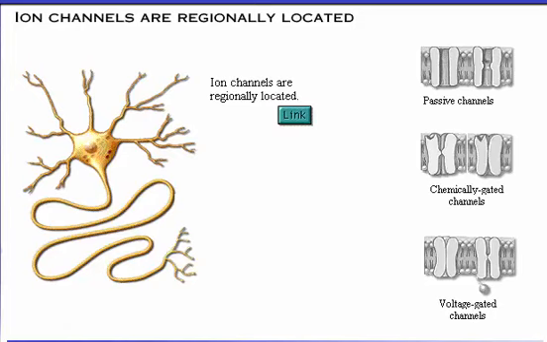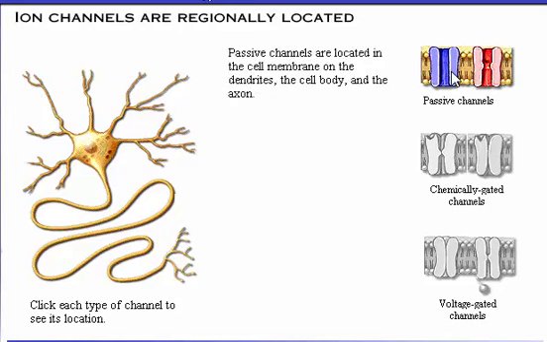Ion channels, passive, chemically gated, or voltage gated, are regionally located in the neuron. Click each channel type to see its location. Passive channels are located in the cell membrane all over the neuron, on dendrites, the cell body, and the axon.